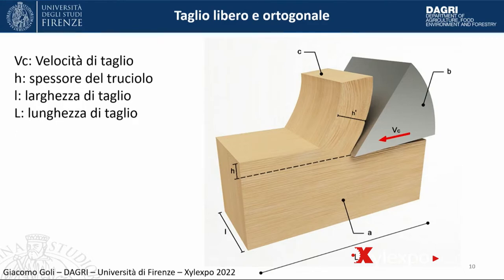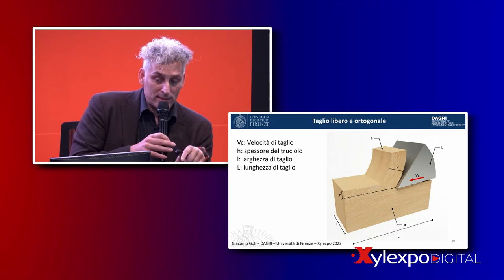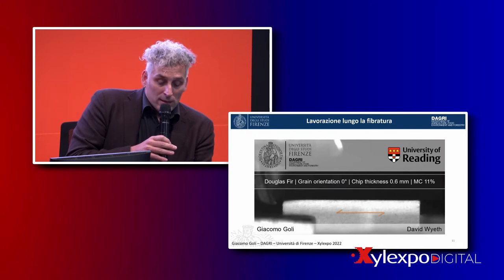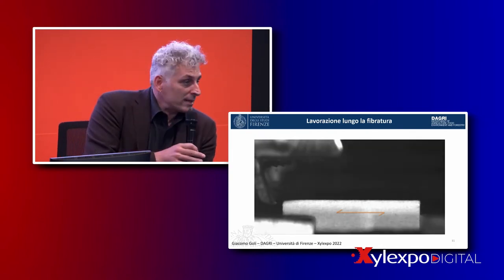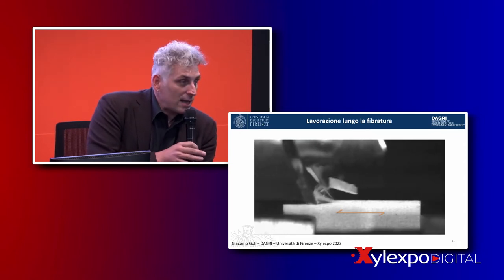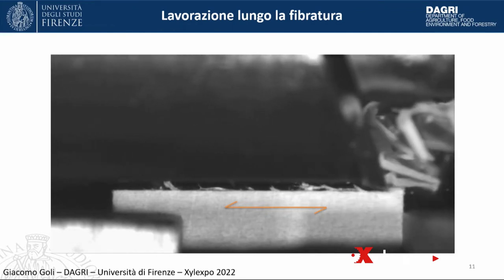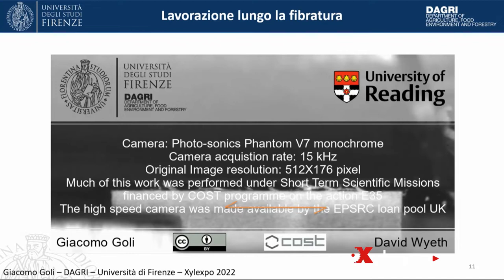Let's think about the simplest cutting manner, so free orthogonal cut. You see here we have the cutting speed, the chip thickness, the cutting width, and the cutting length. So this is the easiest type of cutting. And in this model, I'm showing you how wood behaves when it is recorded by a high-speed camera. You see it's longitudinal, and the knife is cutting very well here. It's 15 kilohertz, basically 15,000 frames per second.